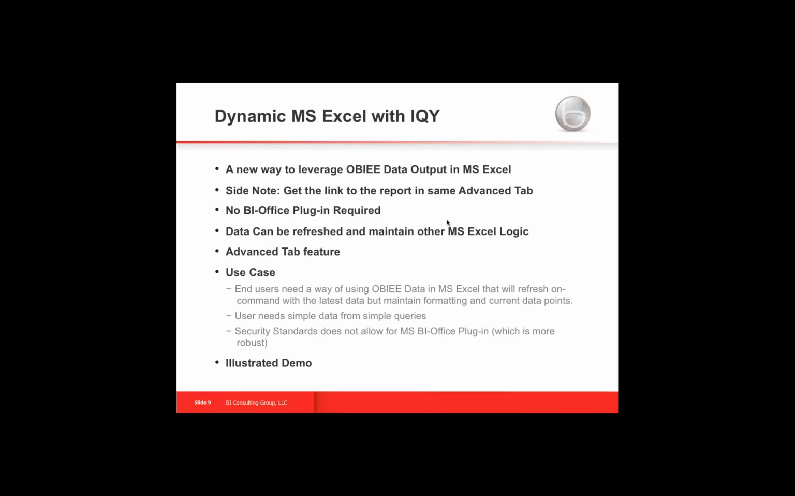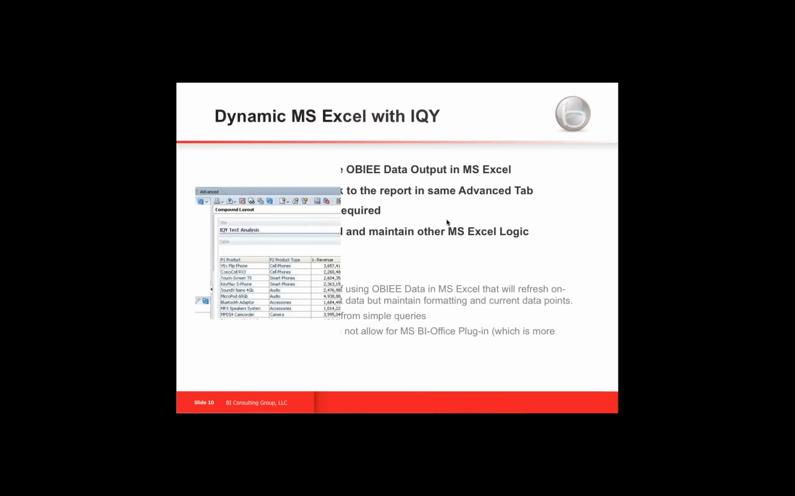Now, you locate this IQY file for each specific analysis request under the Advanced tab when you're creating a new analysis or a saved analysis. Okay, so let's look at a real quick use case. End users, again, need a way to get at the data, pull it into Excel, okay, and refresh on command with the latest data, but retain formatting and current data points. Okay, users need a real simple data set. So IQY is actually very, very flexible for simple queries. Okay, and then of course, if your organization's security standards don't allow for the Microsoft BI Office plugin to be installed on your desktop, then this might be a solution for you.